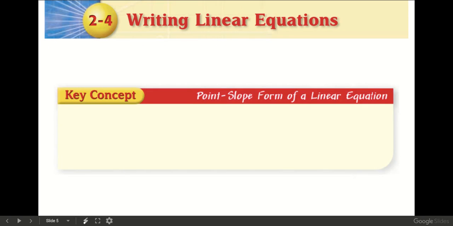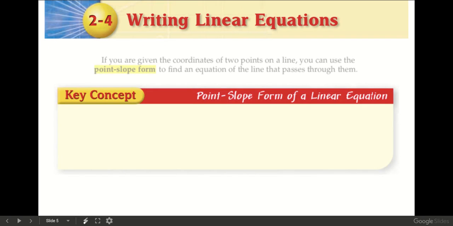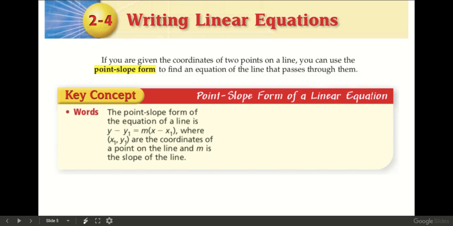Point slope form of a linear equation is also something we'll use. If you're given the coordinates of 2 points of a line, you can use point slope form to find an equation of the line that passes through them, right? So this is the point slope form, right? y minus y1 equals m times x minus x1. And y1 and x1 are the y and x coordinates for the point that you're using.